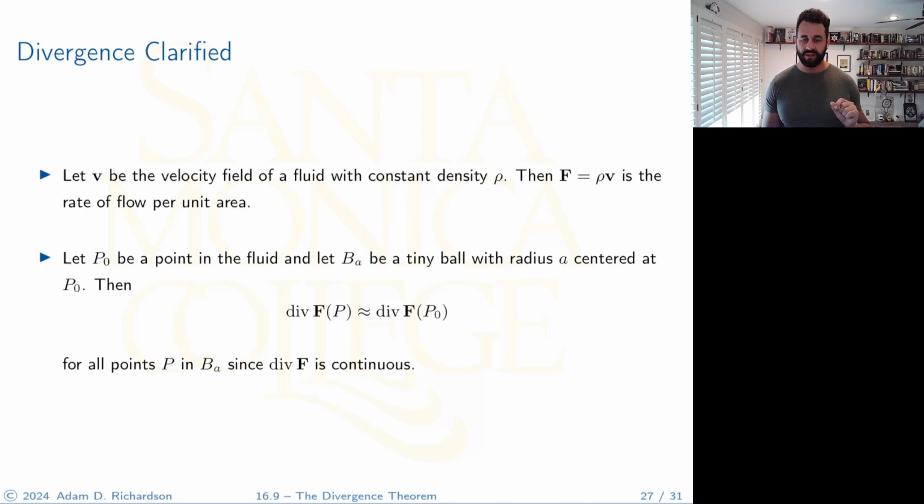And just like we saw in the previous section, we can approximate the divergence of F at any point P in that ball by looking at the divergence of F at the center of the ball. So it's the same idea. This is an approximation. The divergence here is continuous. So what we're saying is, if you have the ball be tiny enough, then the divergence at any point in that ball is going to be about the same as the divergence at the center of the ball. Just make the ball really, really tiny, all right?